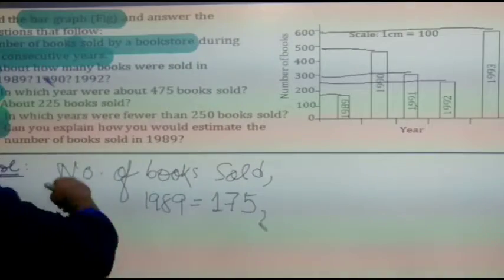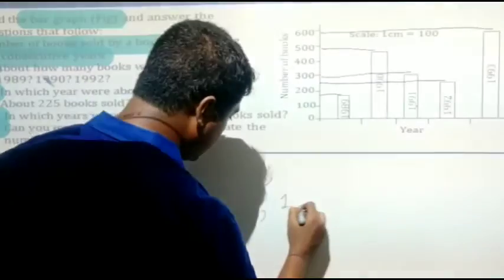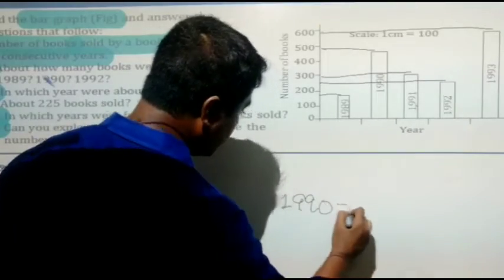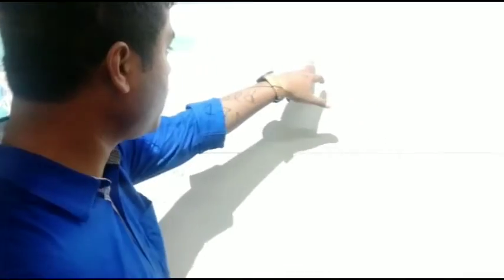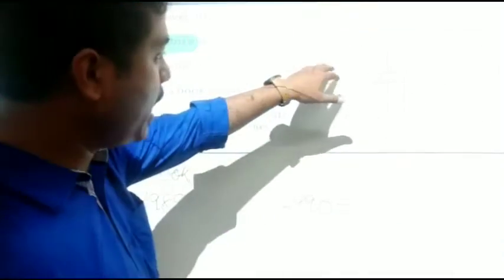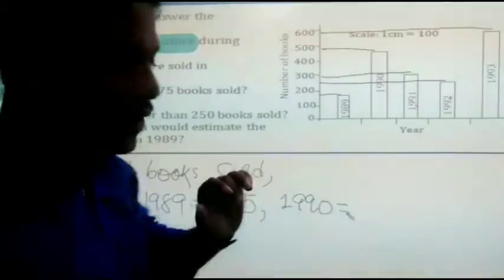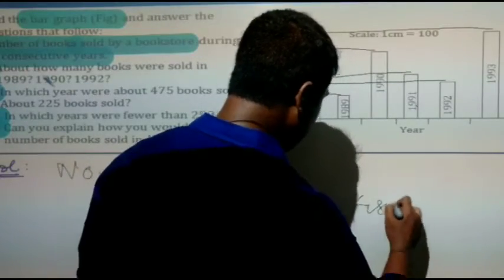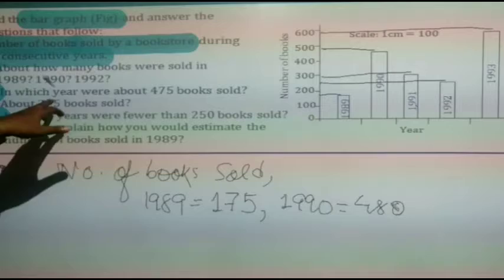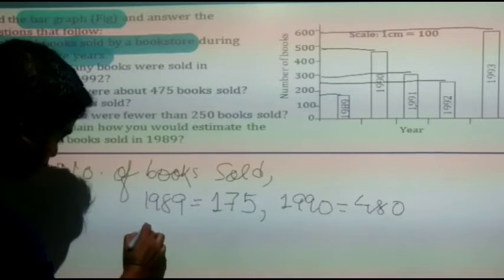Then we have the year 1990. So if you consider the year 1990, you can see it is between 400 and 500, and almost it is reaching nearby the 500. So we can write the answer as 480.